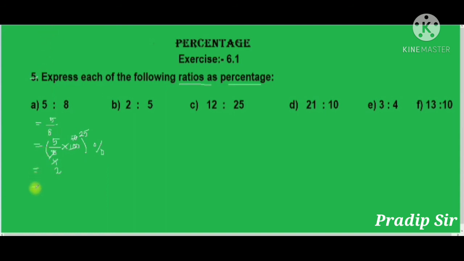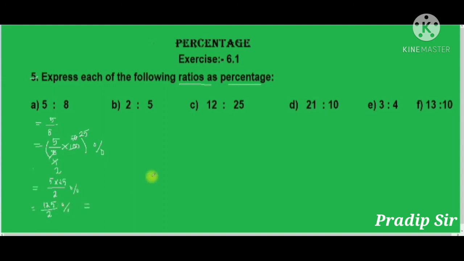So now here what have we? The numerator has 5, denominator 2, and numerator 5 into 25. What will you write? 5 into 25. Percentage symbol is there, so you give the percentage symbol. Now 5 times 25 is how much? 125. And denominator we have 2, and percentage.